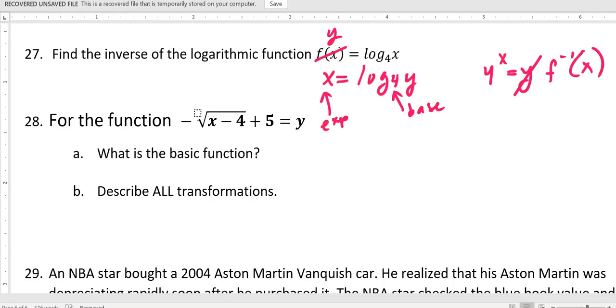Okay, number 28. We've done these all this semester. Hopefully you figured this out by now. So this is the square root of x is equal to y. A basic function means it doesn't have any of the negatives or the minuses or the pluses. It's just a basic function.